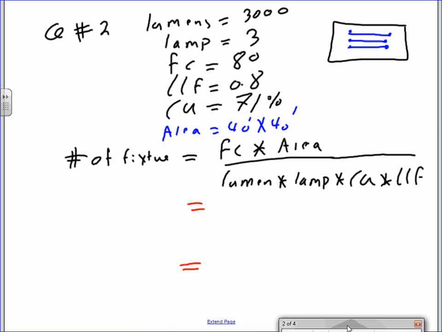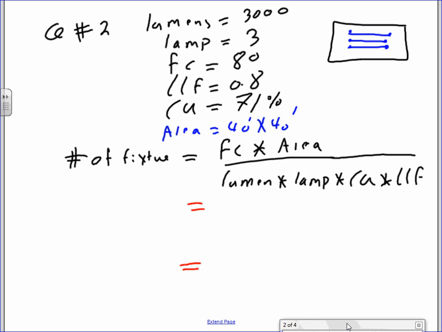The second question, my friends, you have right in front of you. It says Adam was picked to design a lighting system for our room. The room is 40 by 40. Adam decided to use a troffer with 3,000 lumens, 3 lamps. The foot candle that we want to maintain is 80. Light loss factor is 0.8. Coefficient of utilization is 71%. And we need to know how many fixtures we need in this 40 by 40 area.